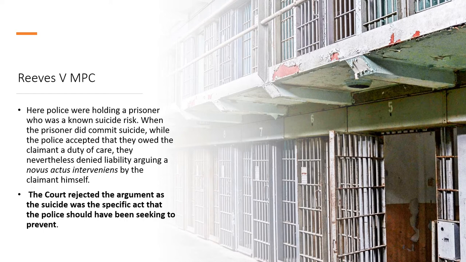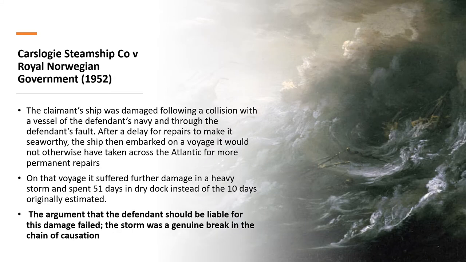It was a foreseeable act, and this indeed was not an intervening act from the claimant necessarily, which could break the chain of causation. If we look at Carslogie Steamship and the Royal Norwegian Government, in this case, the claimant's ship was damaged following a collision with a vessel of the defendant's navy and through the defendant's fault. Now, after a delay for repairs to make it seaworthy, the ship then embarked on a voyage it would not have otherwise taken across the Atlantic for more permanent repairs.